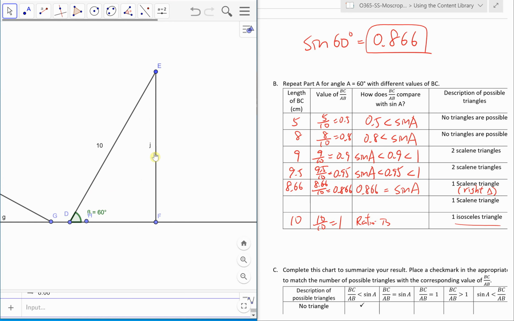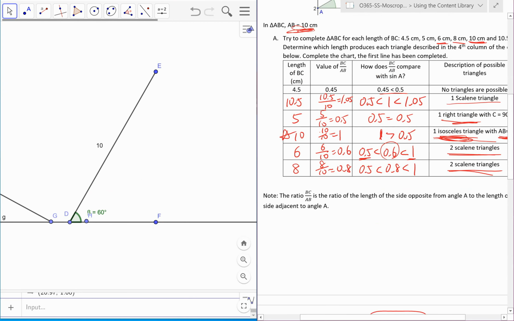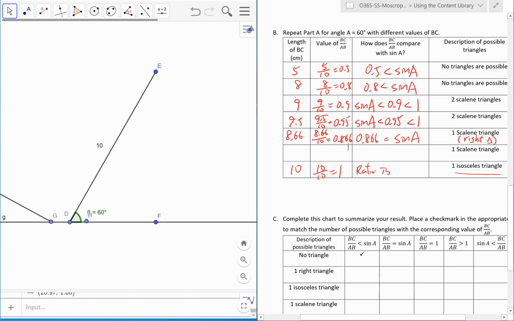And the last one that I need to show you would be, how do we make one single scaling triangle that's not a right triangle? In the previous example, it says that we can have one scaling triangle that's not a right triangle if the ratio of BC over AB is greater than 1. So if I want the ratio to be greater than 1, then I just need to pick some length that's longer than BC. I'm going to make it 15 this time, just to make sure that it's big enough. So then you can see clearly it's only one triangle. So 1.5 is bigger than 1.